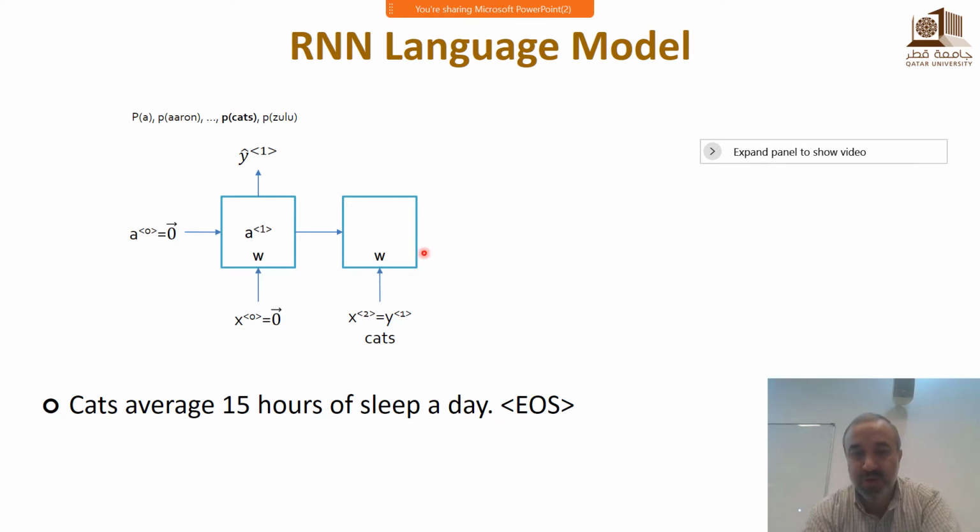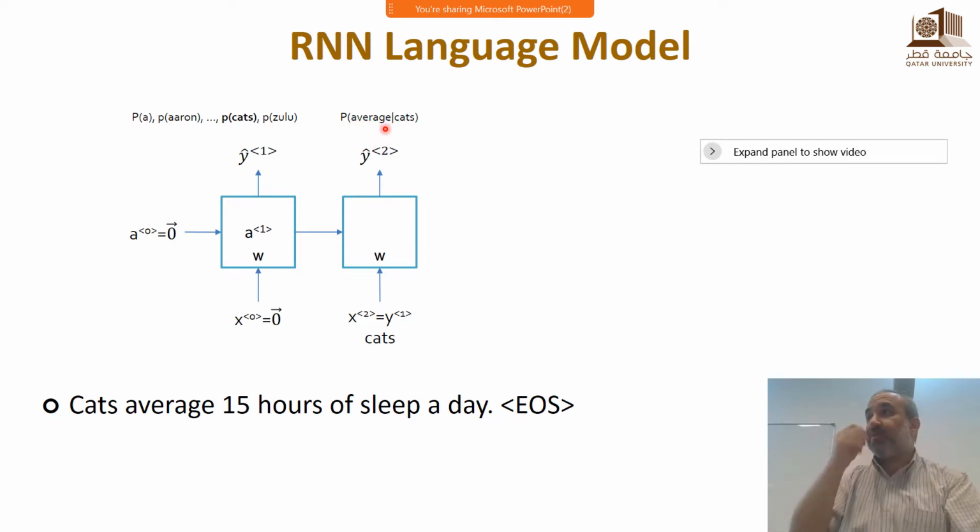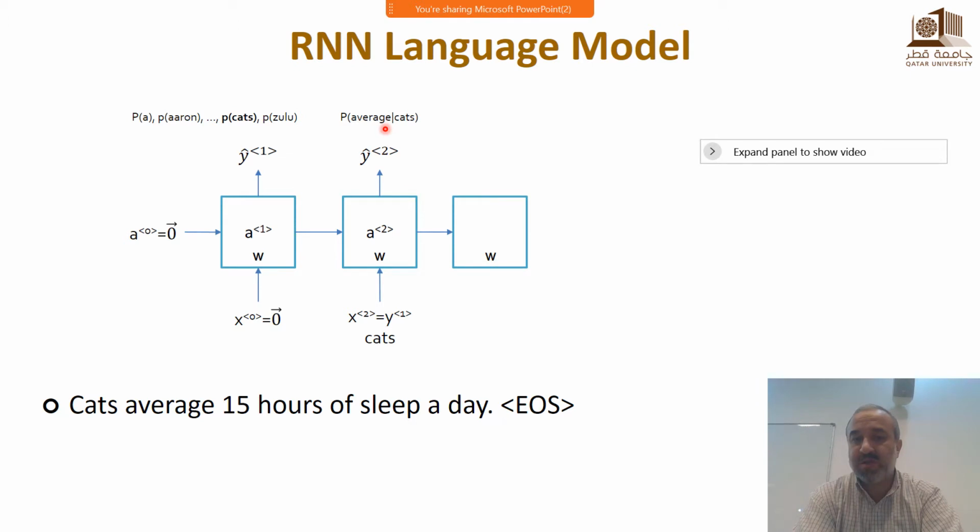Now with that, I want the network to predict a new word, which, if the network is doing its job correctly, should be average. That will give us from the network the probability of seeing average given cats. If we repeat that with every word, the hidden state of the network will be input for the next word. By the way, this is the same network. That's why it's called recurrent.